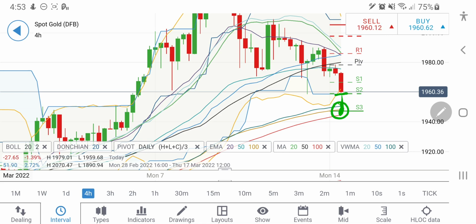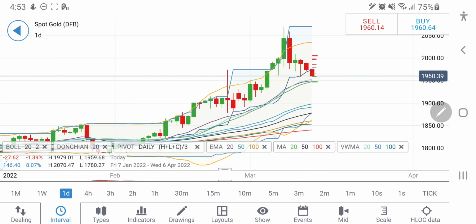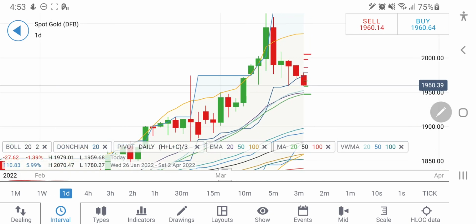This zone is going to be important for gold. Probably we may see a little bounce back from there too. So as said, it is in a critical zone right now. It might get a little support, but look at the daily charts.